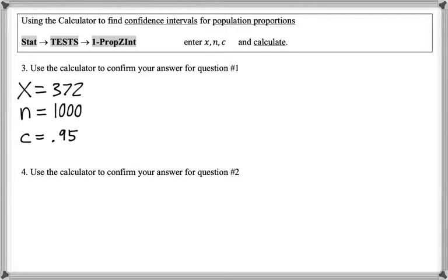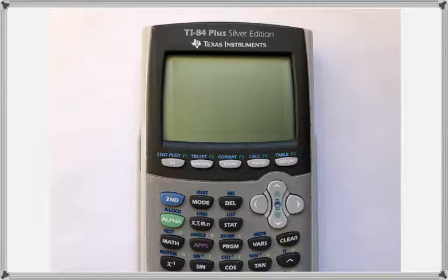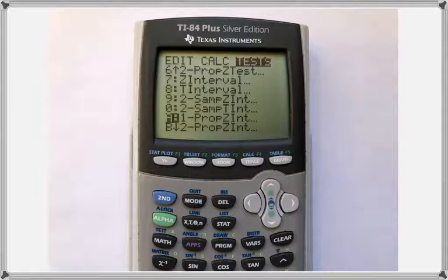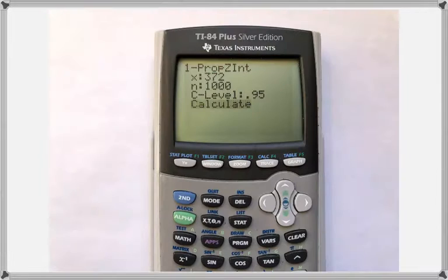So I am going to enter this information into the one-prop z-interval. On the calculator, I want to press Stat, and then go over to Tests, and then all the way down to one-prop z-interval. So I have to enter x, n, and my confidence level, and then press Calculate.